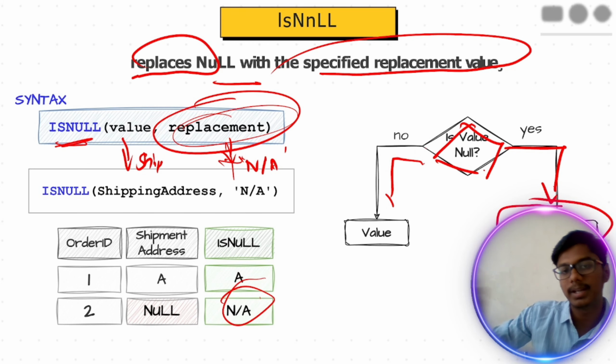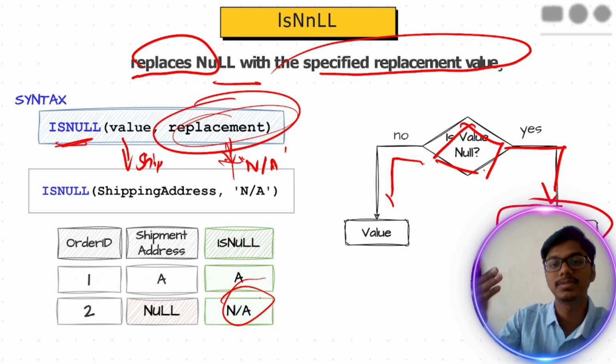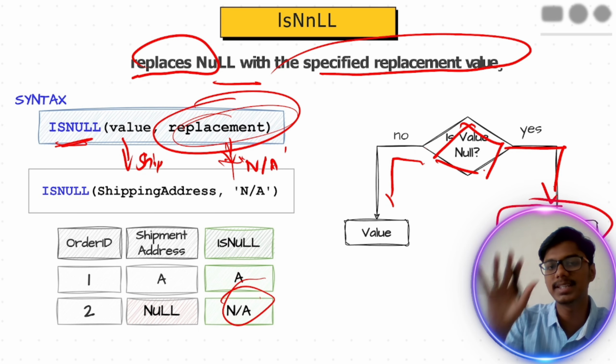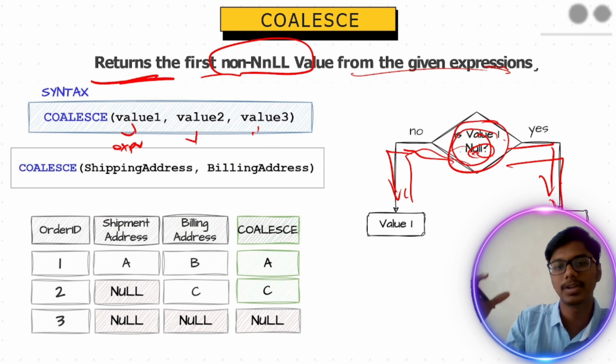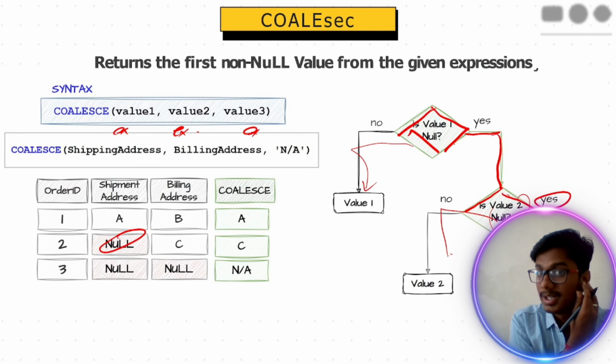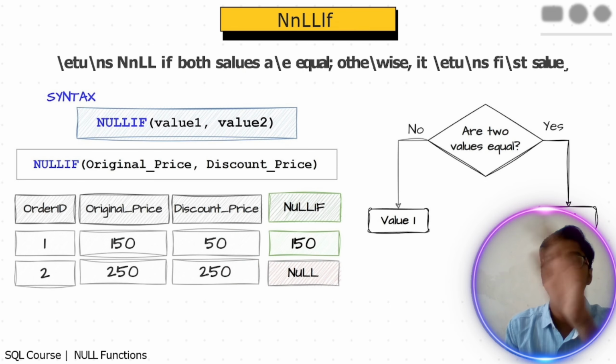Let's discuss ISNULL. It replaces the null value with a specific replacement value. And we discussed COALESCE, which returns the first non-null value. We discussed some interesting examples and the coding part also for COALESCE. Now we discuss NULLIF.